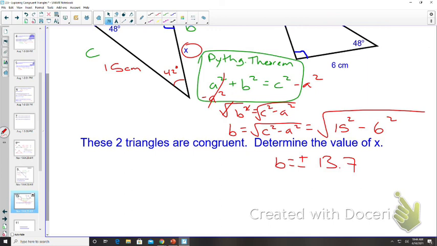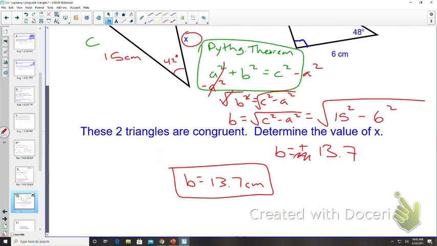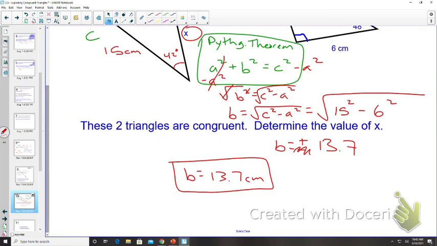So we get two solutions when you take the square root of something. But can we have a negative distance here? Just be careful with your brackets. We will not have a negative value for this question, because we cannot have a negative distance.